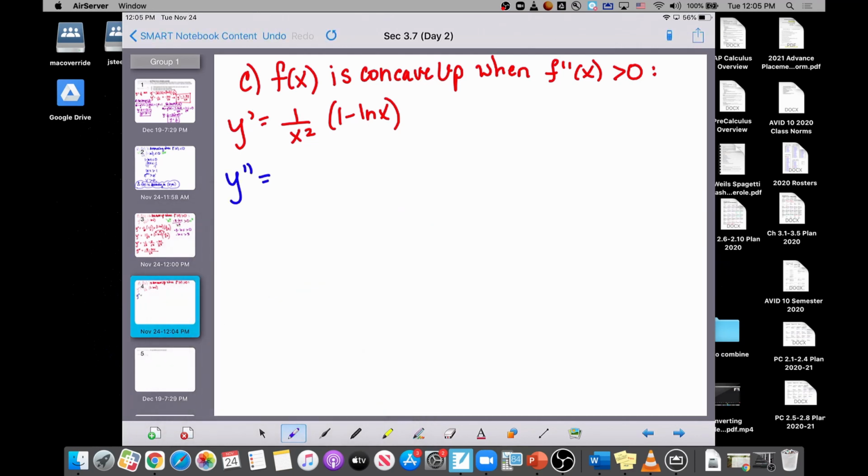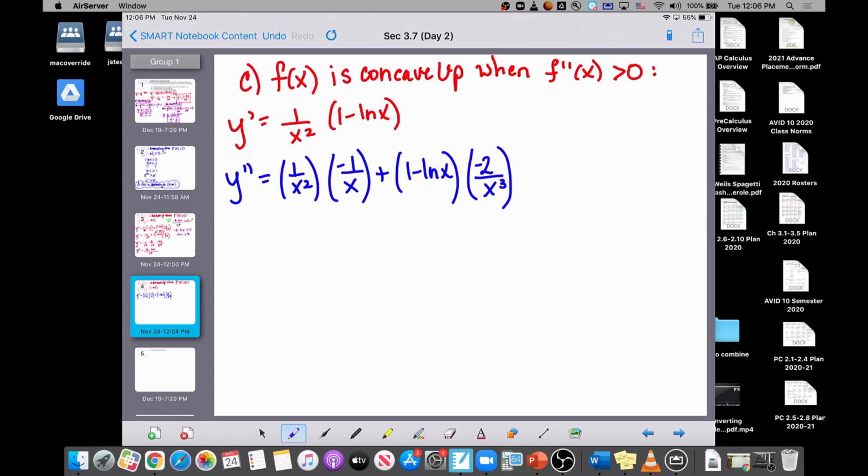So y prime prime is going to be first d second plus second d first. So first, 1 over x squared, derivative of the second. The derivative of 1 is 0. The derivative of negative ln x is going to be negative 1 over x. Plus second, 1 minus natural log x, d first. So the derivative of 1 over x squared, bring that x squared upstairs, it becomes x to the negative 2. And so then we have negative 2x to the negative 3, or negative 2 over x cubed.